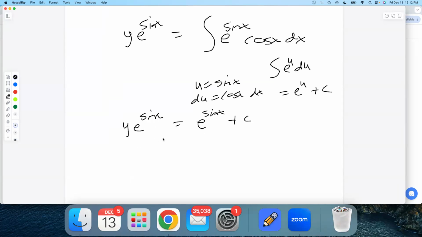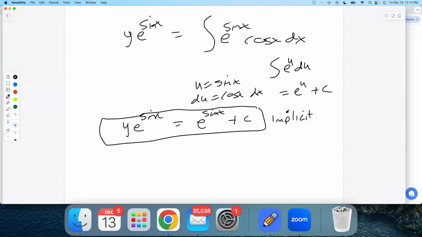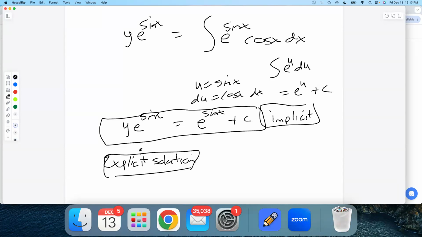If the question said leave your answer in implicit form, we would be done. This is an implicit solution. And you'll have some questions that say that, especially on the written tests. Implicit means you have not explicitly solved for y. But now let's do that. Let's find an explicit solution. Explicit just means you have y equals stuff.